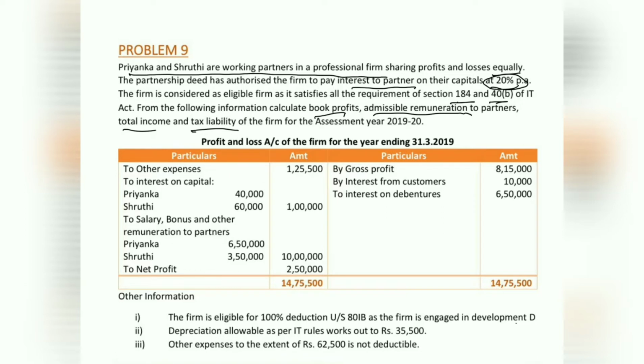On the debit side of the profit and loss account, we have other expenses, interest on capital, salary, bonus and other remuneration to partners, as well as net profit. The net profit as per the profit and loss account is 2,50,000. On the credit side, we have gross profit, interest from customers and interest on debentures.